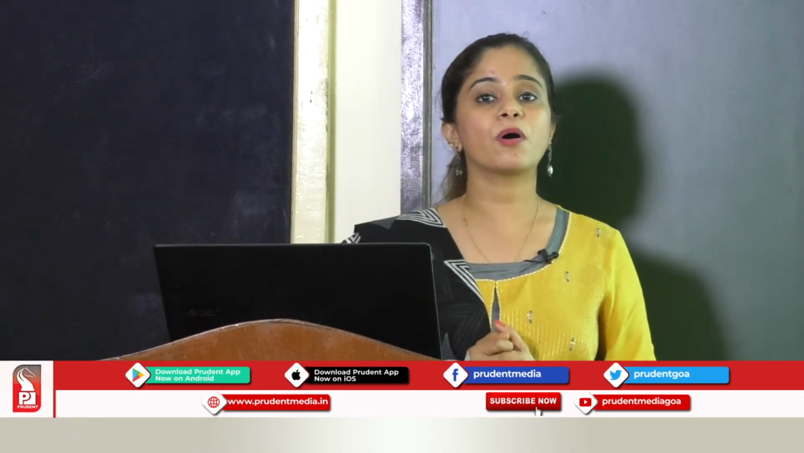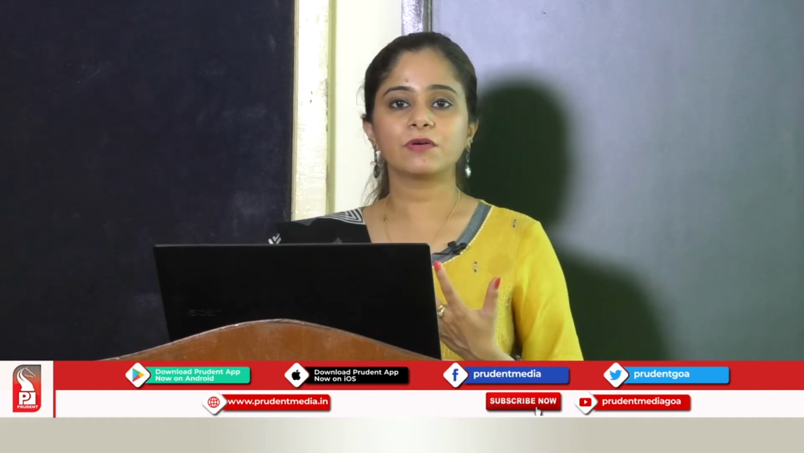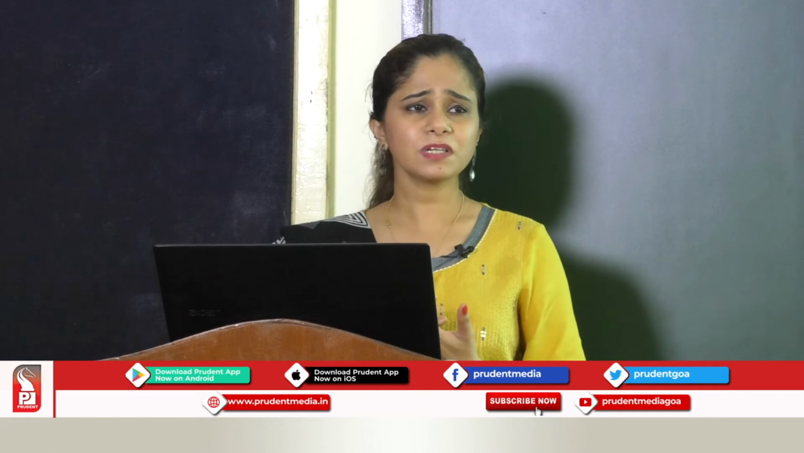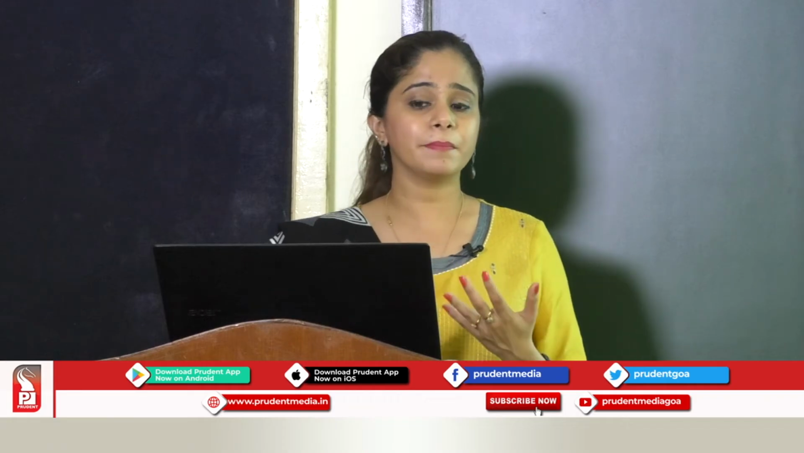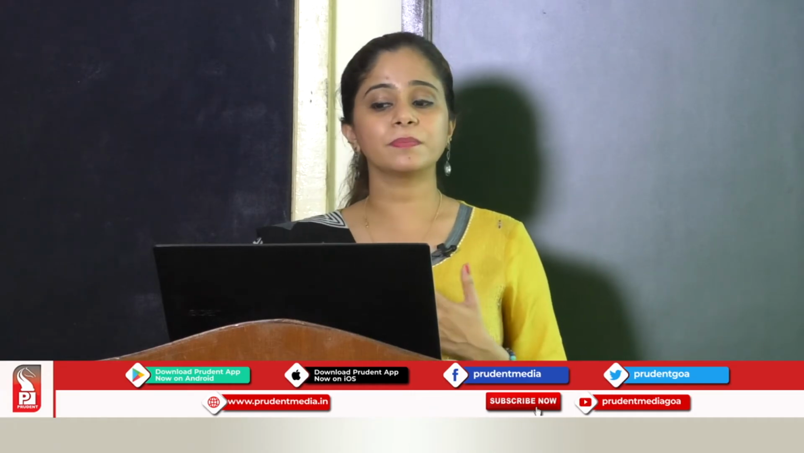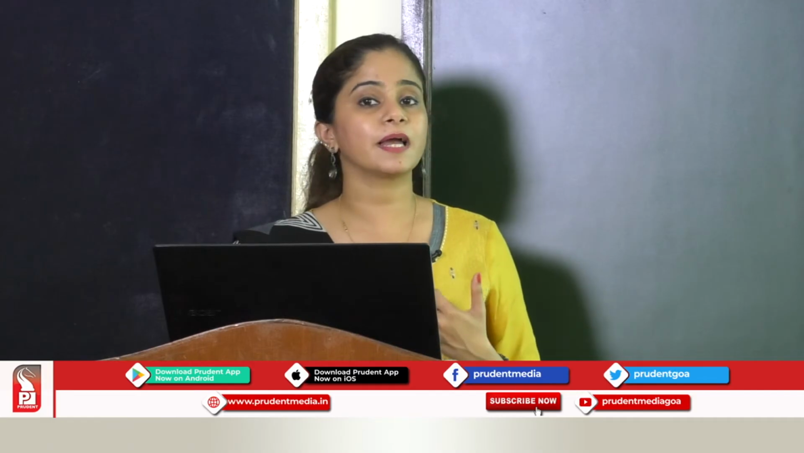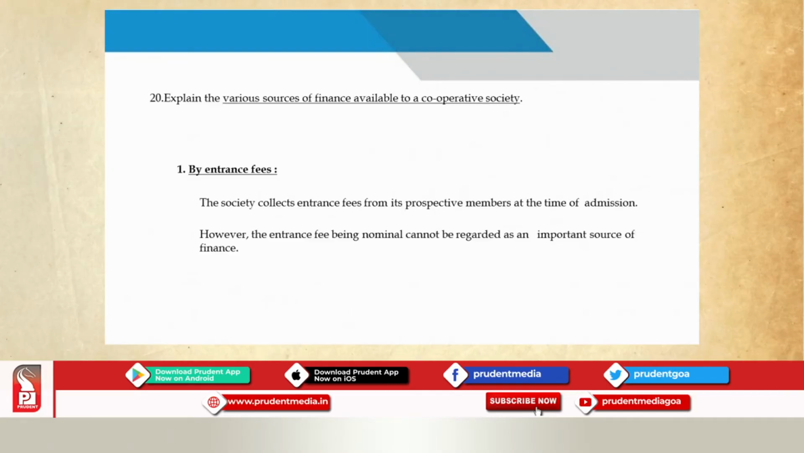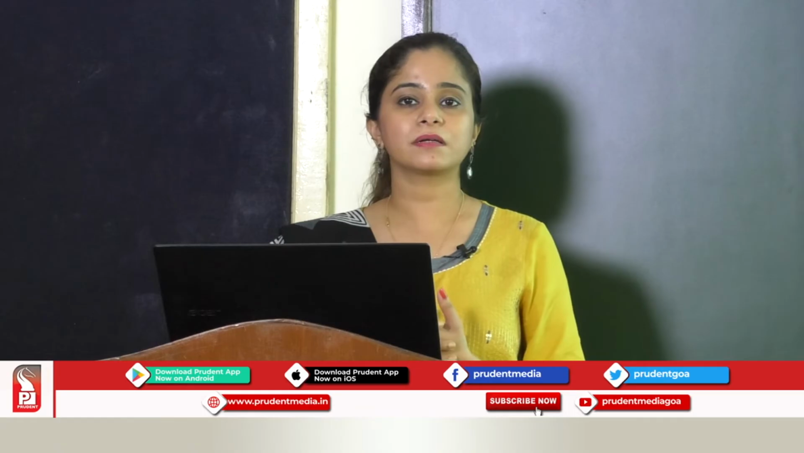So the sources of finance for a cooperative society are, the first one is entrance fee. Now, as we know, whenever we go to a zoo, say the Bondla zoo, and take an entry, they collect funds for taking care of the sanctuary or the animals by an entrance fee. In the same way, when you want to be a part of a cooperative society, the society collects an entrance fee from the prospective members at the time of admission. But we cannot consider this an important source of finance, because the fee is very nominal, very less. So you can be a part of the society.